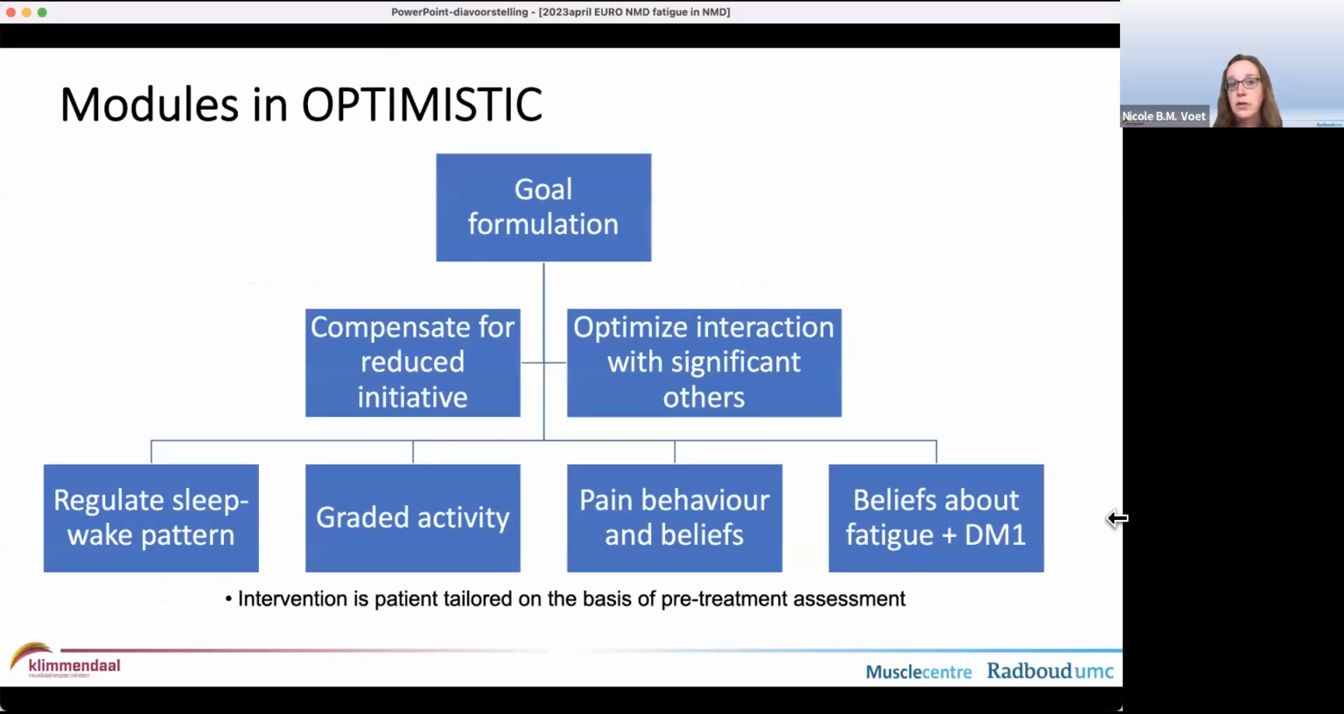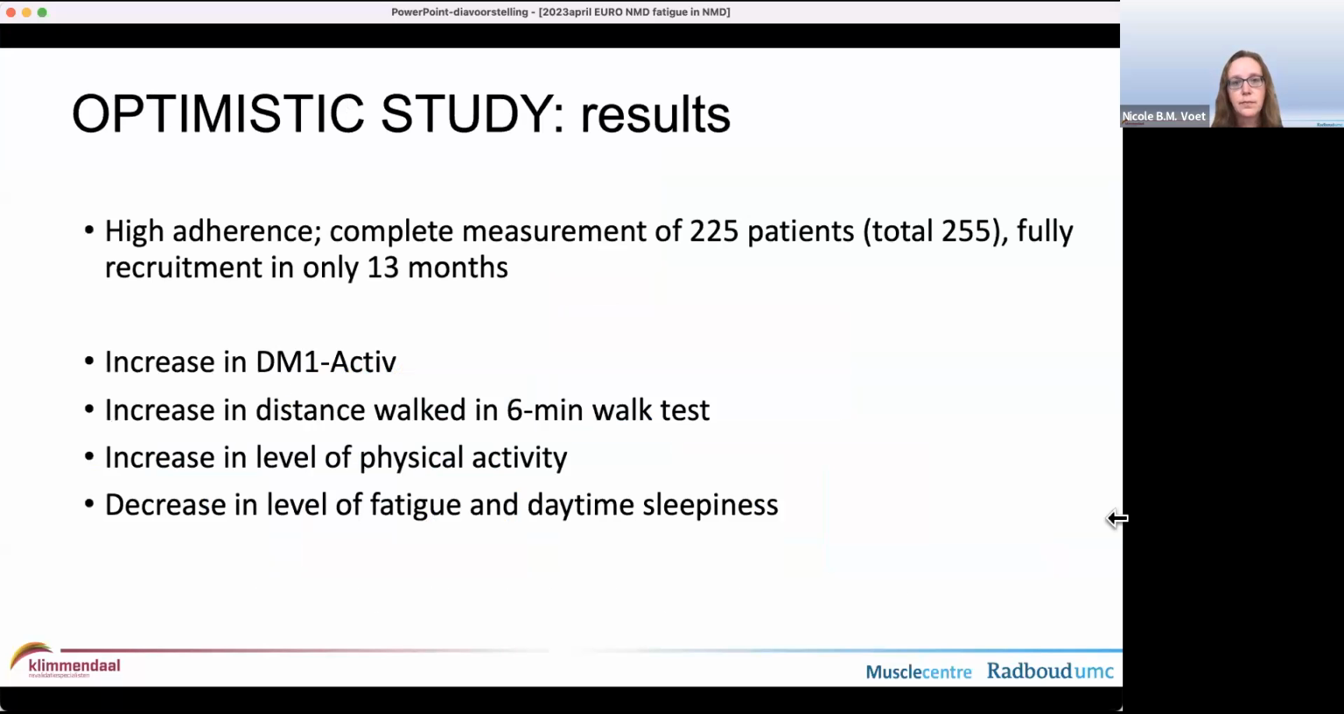And here you can see the modules in the OPTIMISTIC trial in DM1. And what was very important to know, and I think the most important module, was that it all began with a compensation of the reduced initiative, if applicable, very important in these patients, to take a look how they can adhere to the therapy. And then also regulate sleep-wake pattern, graded activity, change dysfunctional pain behavior and beliefs about fatigue in DM1, and also a social support module.